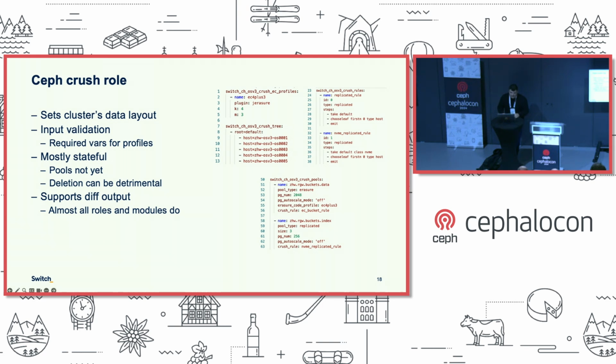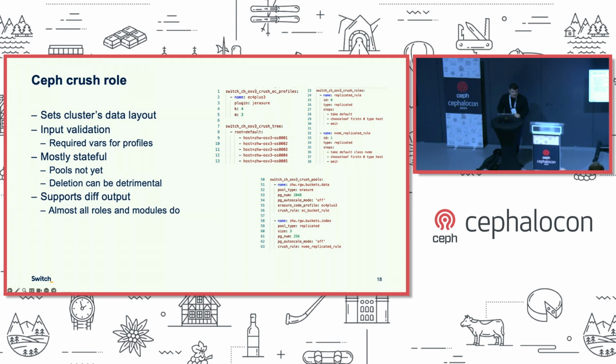Here is, for example, the crush role. Here you can see a few variables. For example, you are able to set the EC profiles. You are able to set the crush tree. As you see, we don't have the OSDs there because mainly we care about the failure domains. So you can define everything there, and then Ansible will create the appropriate pools, etc.